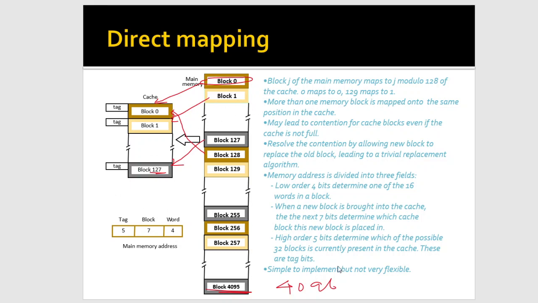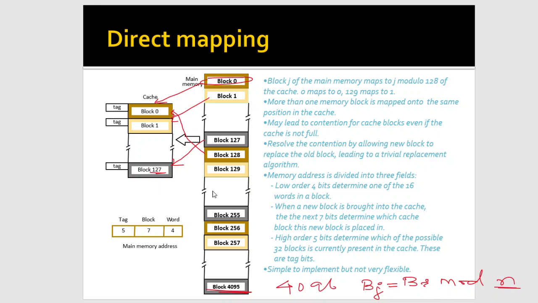Typically, if the block number is provided, then we are able to determine in which block it will be available in the cache. The function we use to determine this can be expressed as follows: let's say bj is the block in the cache, and bi is the block of the main memory. We use the mod function, with n being the number of blocks in the cache.